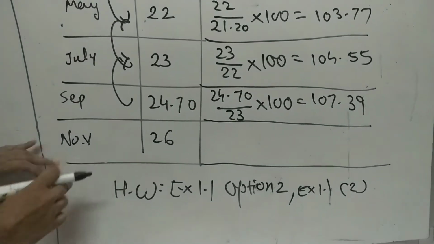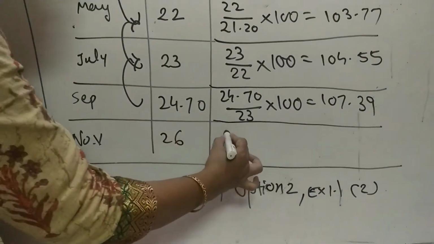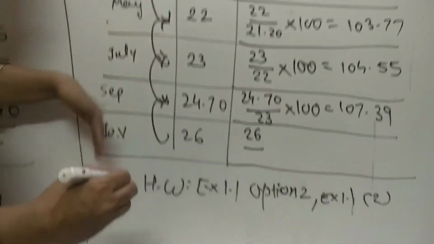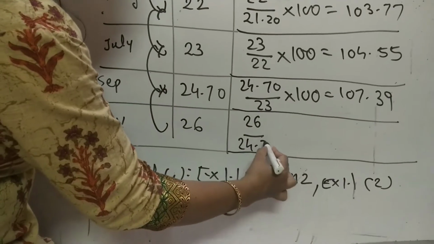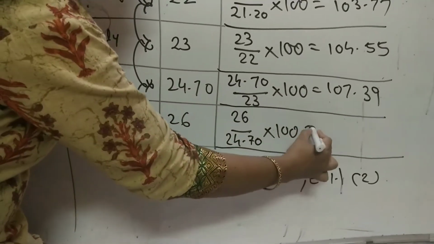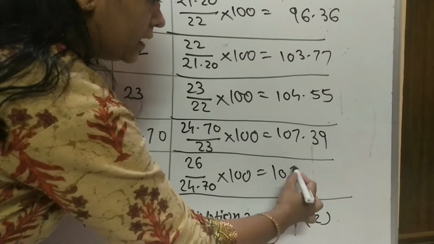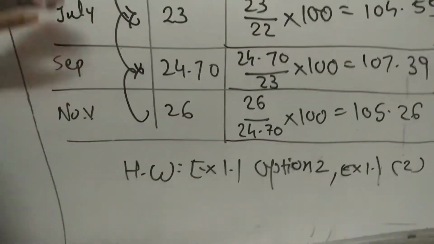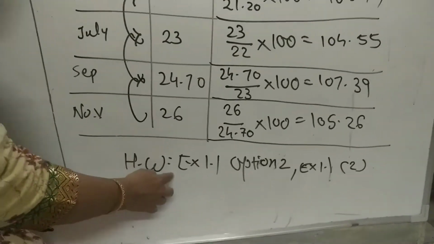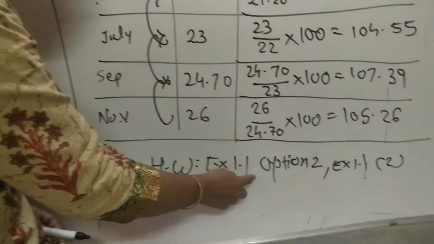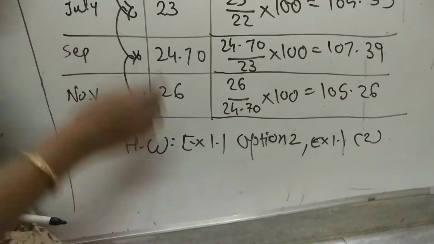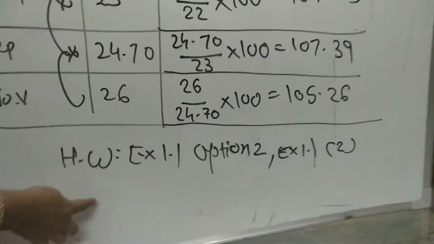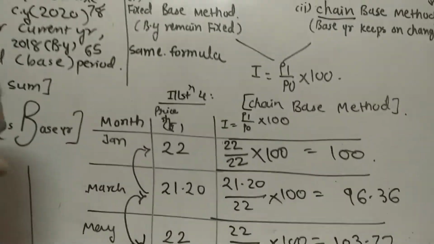Now November, this is my current month price, 26, upon base year, that will be my previous month, 24.70, into 100. Answer would be 105.26. I hope you have understood this. It needs enough practice. Homework would be exercise 1.1 option number 2, the second question. This is your homework. Write down in the notebook of statistics.